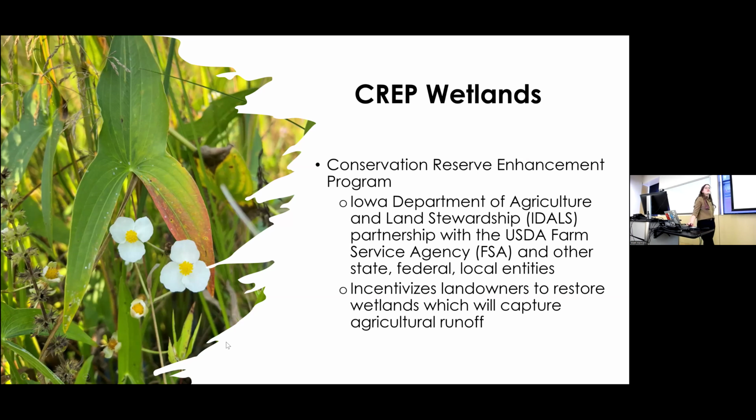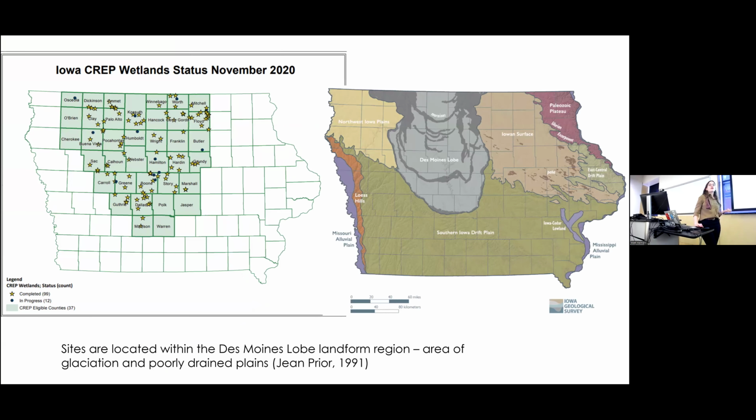Okay, so these wetlands are through the Conservation Reserve Enhancement Program, and it's this huge partnership with Iowa Department of Agriculture and Land Stewardship, USDA Farm Agency, and other state, local, and federal entities. This program incentivizes landowners to construct wetlands in order to capture agricultural runoff. In order to qualify for this program, your land needs to reside within the Des Moines Lobe. This is a region with characteristically poorly drained plains due to recent glaciation, and it's a perfect place to put a wetland.